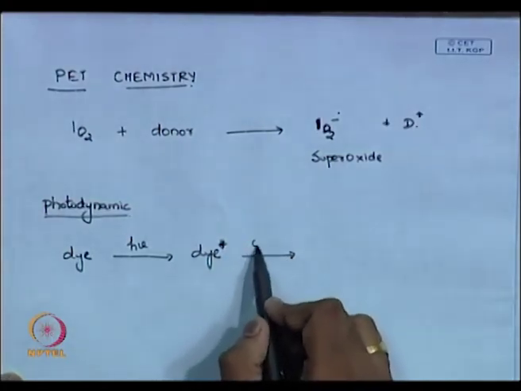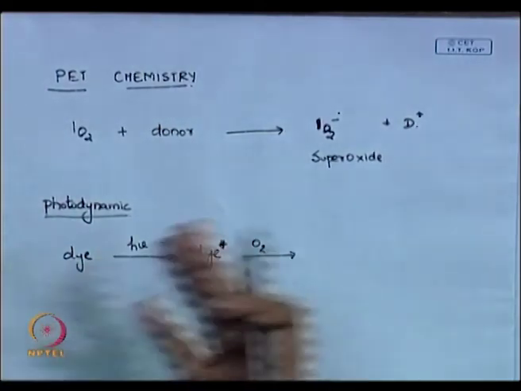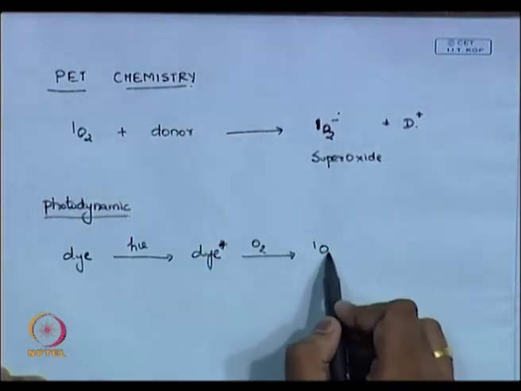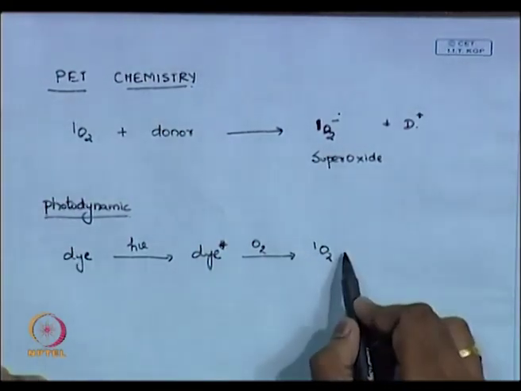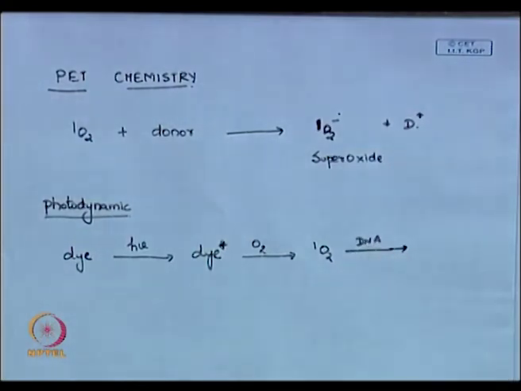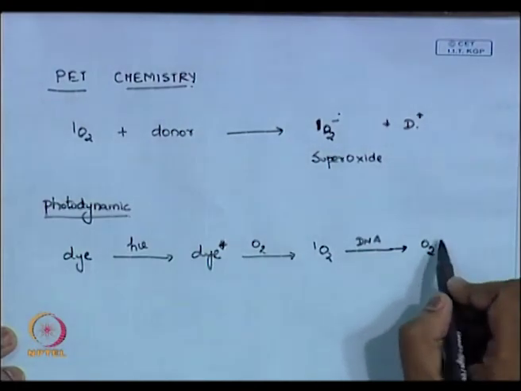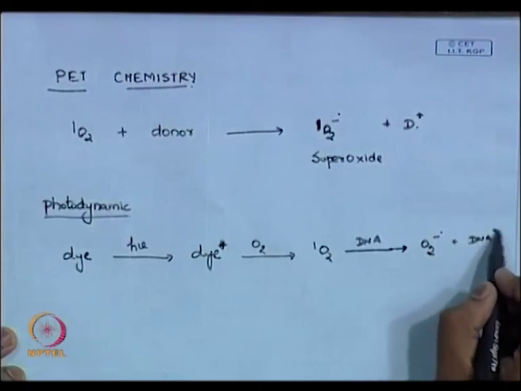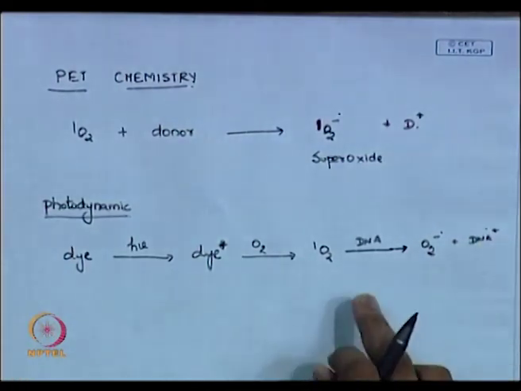This excited dye then interacts with the oxygen that is there in your body to give you singlet oxygen. This singlet oxygen then reacts with your DNA or protein, whatever comes into its path, and this DNA acts more like a donor, generating O2 minus dot plus DNA plus dot. This superoxide ion will just start killing the cells.